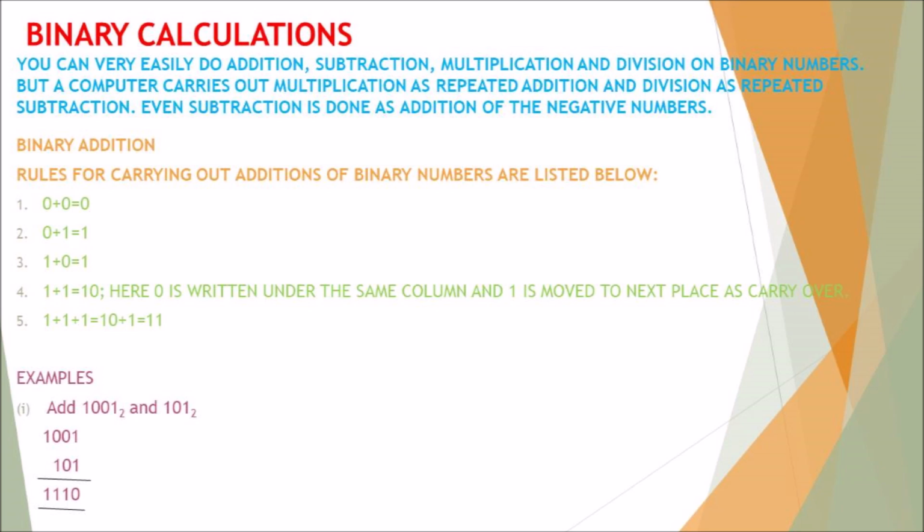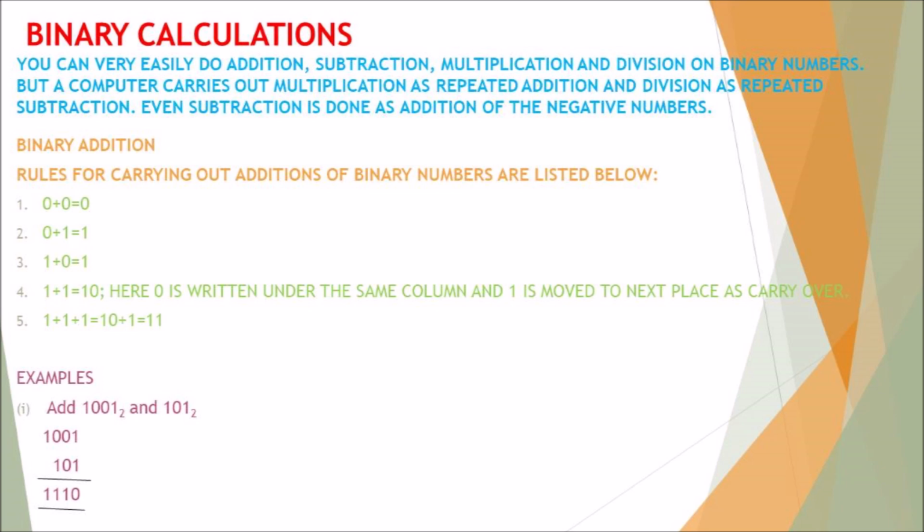So till now there is no problem. Whereas 1 plus 1 is 10. In decimal, 1 plus 1 is 2, whereas here 1 plus 1 is 10 in binary. Here 0 is written under the same column and 1 is moved to the next place as a carryover.